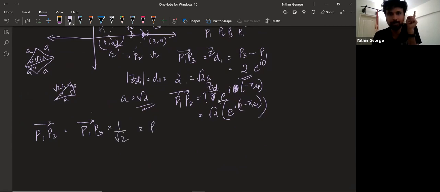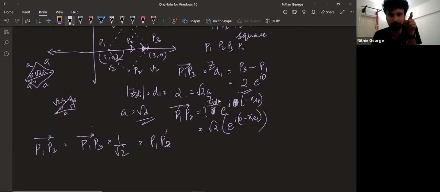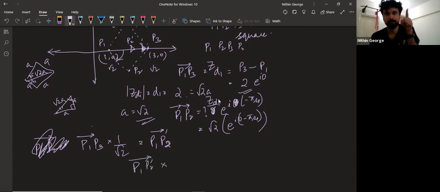So then what do I get? P1, P3 dash, sorry, P2 dash, right? This is P1, P2 dash. This is what I got when I multiplied by 1 by root 2. Now, no, sorry. This is not P1, P2. So when I multiplied by this, I got P1, P2 dash. Now, I take P1, P2 dash and rotate it by 45 degrees clockwise. So basically, I multiply by e power minus i pi by 4. As simple as that. Right? This is how I rotate it.